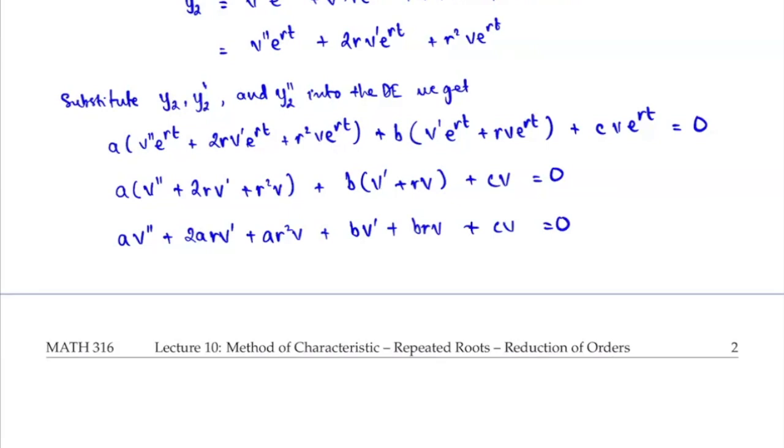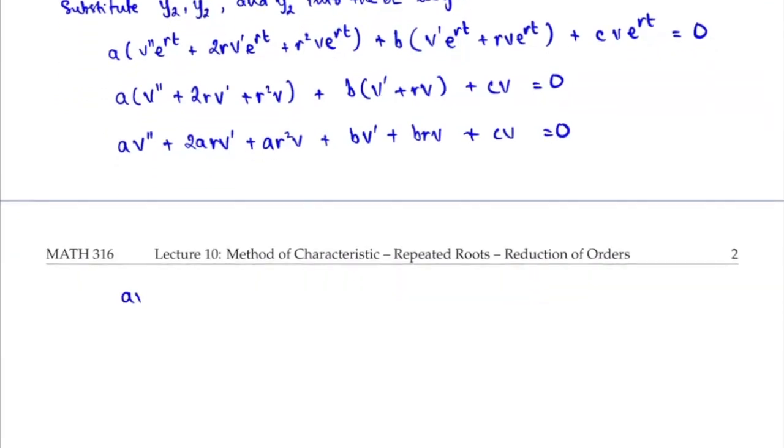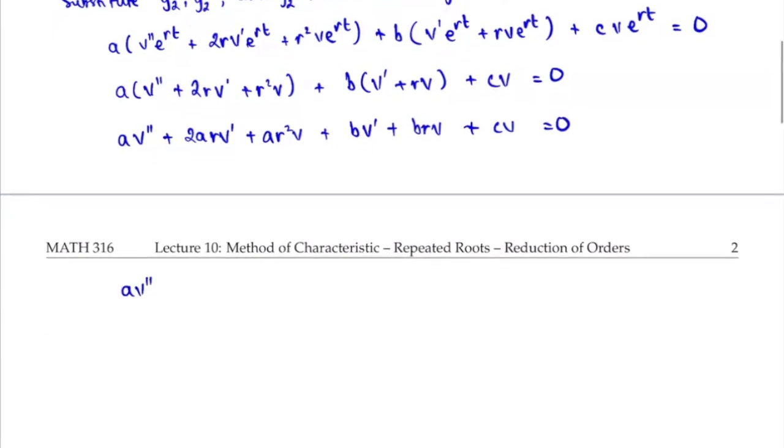Okay. Now I have a times v double prime plus v prime as a common factor, and I'm left with 2ar plus b plus v as a common factor. I'm left with ar squared plus br plus c equal to 0. Okay. Any questions for this step?